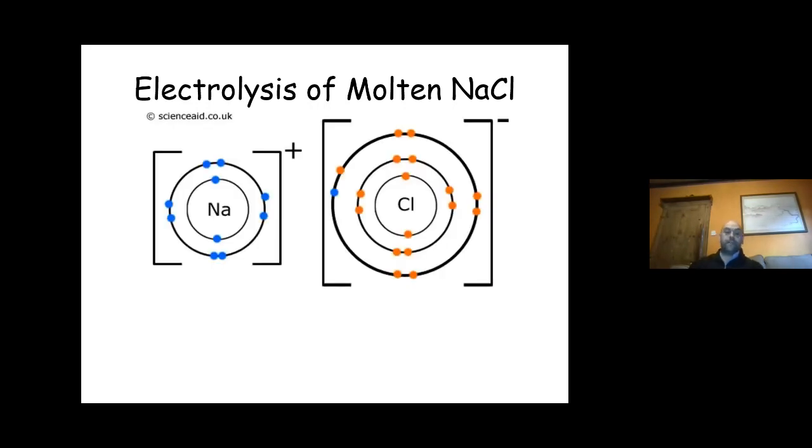So when I think of electrolysis, basically what we're doing in electrolysis is reversing what happened when sodium chloride formed. And hopefully you recognise this diagram here. This is a bonding diagram of sodium chloride.